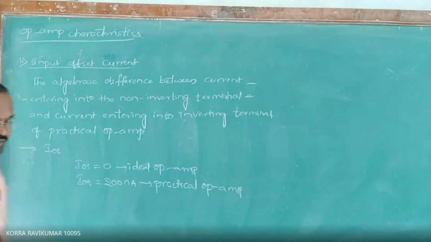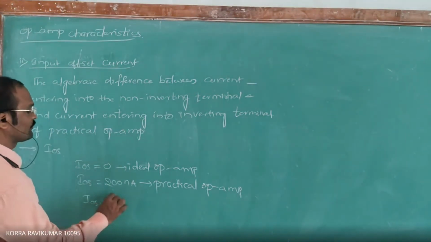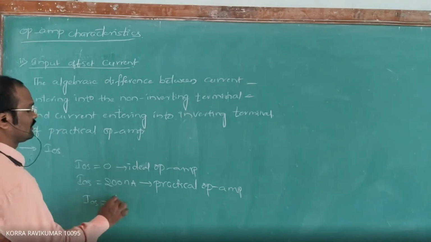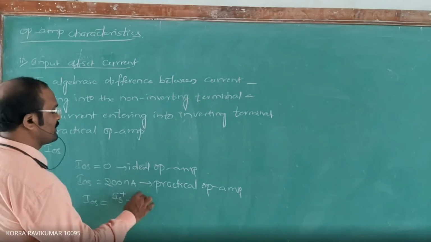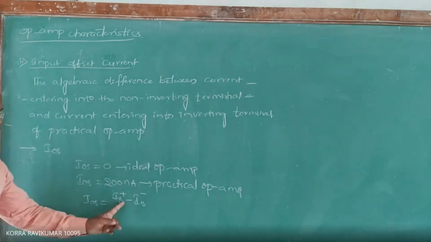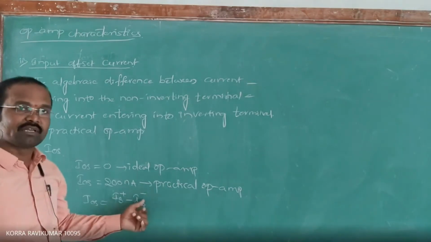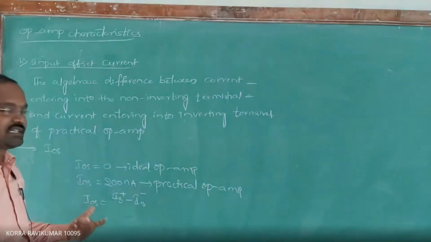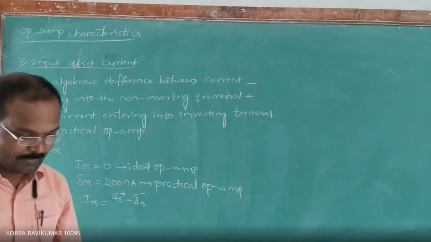And the expression for this is IOS is equal to IB plus minus IB minus. So algebraic difference means subtract. If you subtract IB minus from IB plus, the resultant current is the input offset current. Right?